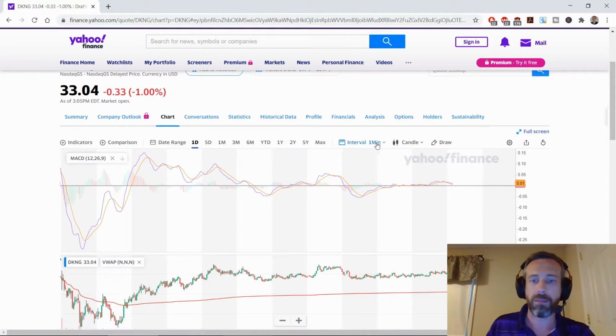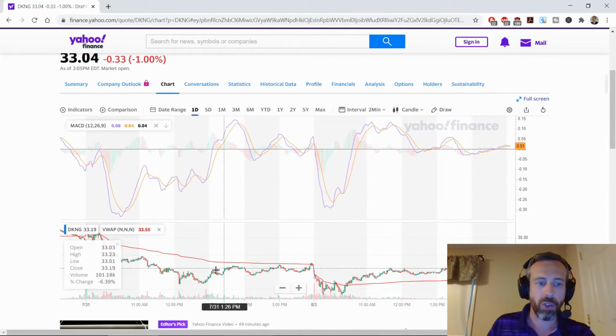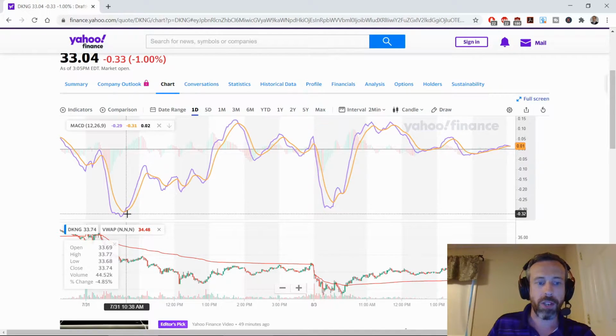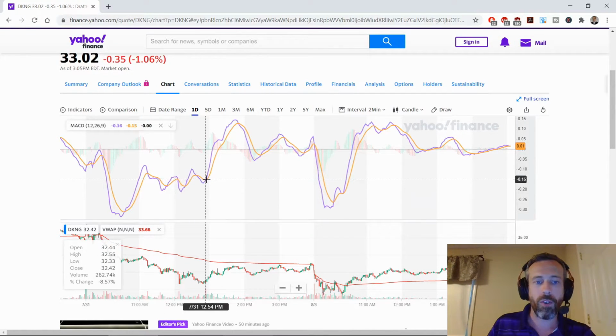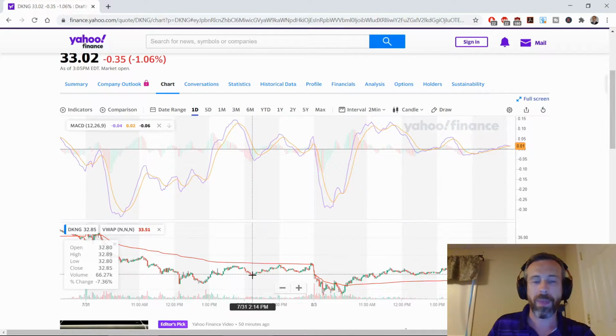If we look at, let's say, a 1-day chart, let's put it at 2 minutes, you'll notice the same things. A crossover here, it goes up a little bit. Crossover here, it goes down. It's going to keep doing that same thing over and over. Crosses here, it goes up. Crosses here, it goes down.